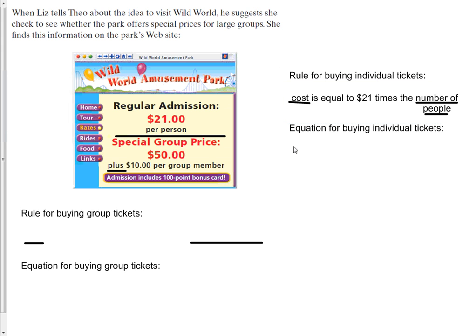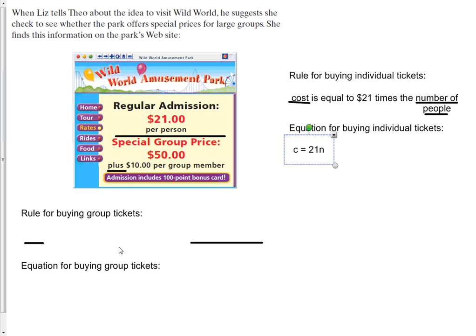Our equation is going to be very simple, but we're going to just use letters and numbers. So instead of cost, we're going to put C is equal to, so we put an equal sign. Next is $21, so I'm going to put 21 times the number of people. I'm going to choose N for number of people, and I know that when I put a letter right next to a number, that means multiply. So cost is equal to 21 times the number of people. That shortens down to C equals 21N.